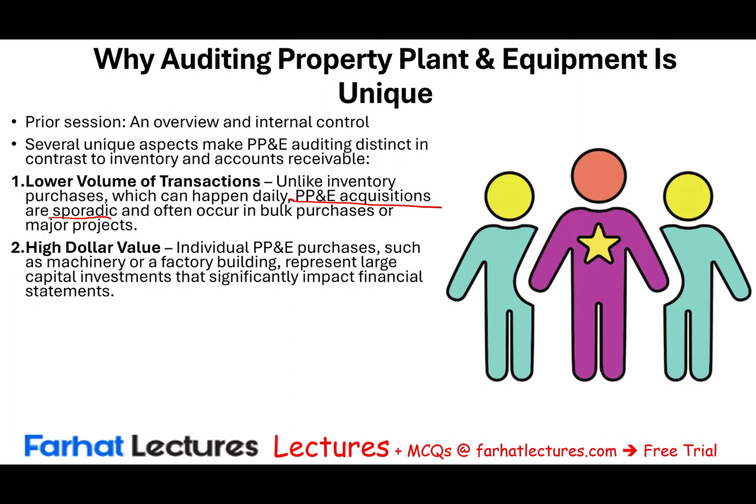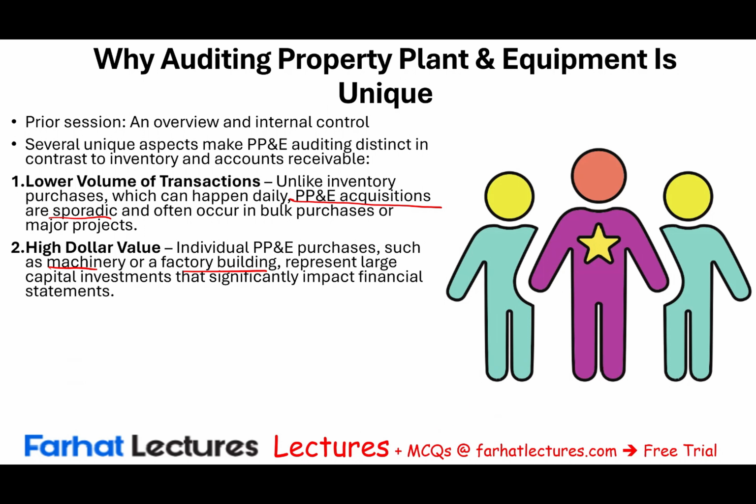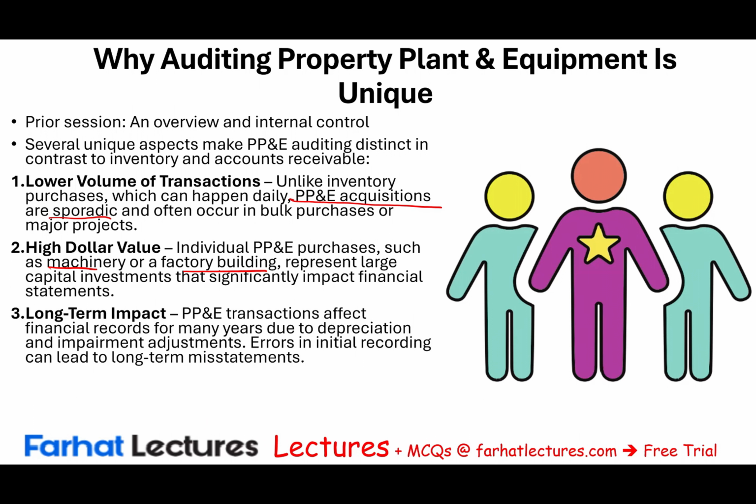Two, the dollar amount is usually high. Individual PP&E purchases such as machinery or a factory building represent a large capital investment that could significantly impact financial statements. So we have to be very careful when we are auditing property, plant, and equipment. And the third is that those transactions influence the financial records. They're on the books for many years because we have to depreciate them and adjust them for impairment. Therefore, any error in the initial acquisition will carry into future years. That's why this process is a little bit different from auditing, for example, inventory.